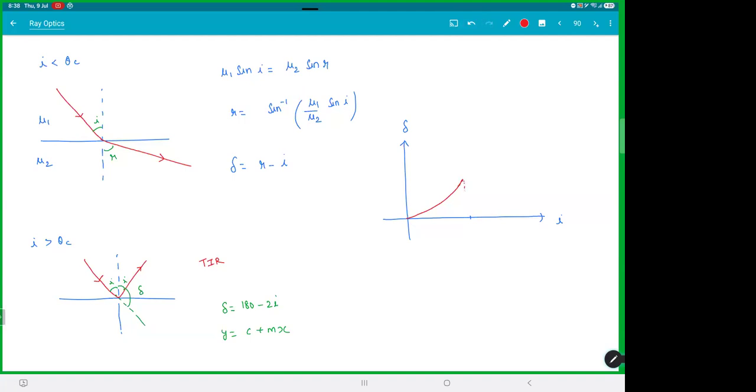And the biggest hint comes from here. At theta critical, see what happens. Exactly at theta critical, the light ray would go like this. The moment you increase the angle by a little, suddenly the light ray becomes like this, meaning the deviation would suddenly bump up. It would go up somewhere here and then it decreases. This is how the picture would look.